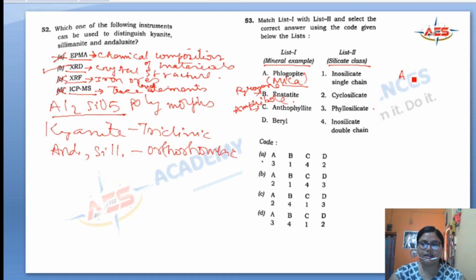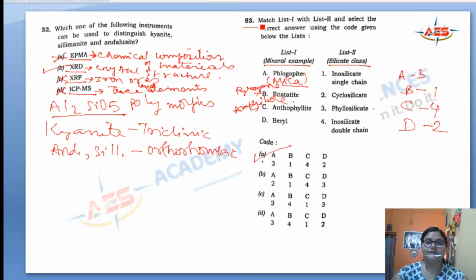Okay, so A is 3 and then B is enstatite. Enstatite जो होता है एक pyroxene है and pyroxenes are inosilicates, single chain inosilicates. Okay, then B is 1. Anthophyllite is an amphibole. Amphibole is also inosilicate, but it is not single chain, it is double chain inosilicate. Okay, so C is 4. And beryl is a cyclosilicate, so beryl is 2. So we have 3 1 4 2 order. Option A is correct for question number 53.